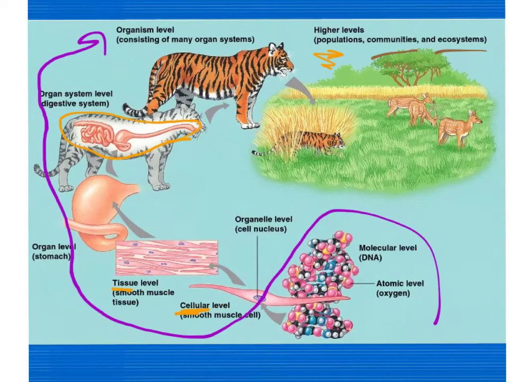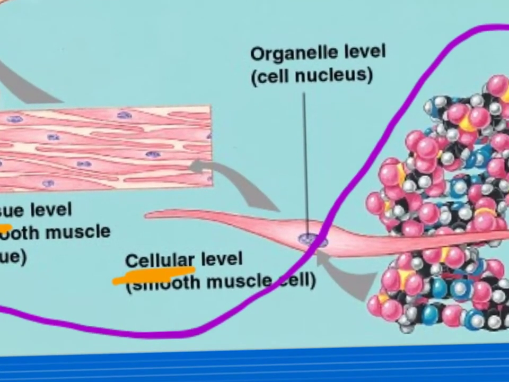Alright, first we're going to look at where a cell actually goes in our levels of organization. If we're starting at the atomic level, those are individual atoms in the periodic table. Many atoms together will make a molecule. If you put many molecules together, you get an organelle. Organelle means little cell. The nucleus in this case is a small part of a cell. Today we're going to be focusing on the cellular level.